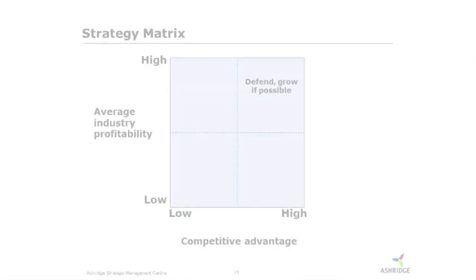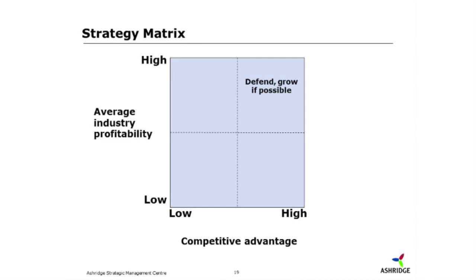Whereas if you're in the top right-hand corner, you've got a very strong position. Probably you'd like the status quo to continue. The key issue here is how do you defend the business, and the actions you should take should be about defending your position, not allowing it to slip. If you can grow, so much the better, but that might be hard if you're a very strong, dominant player already. So just keeping the current situation, defending it, is probably the main goal.